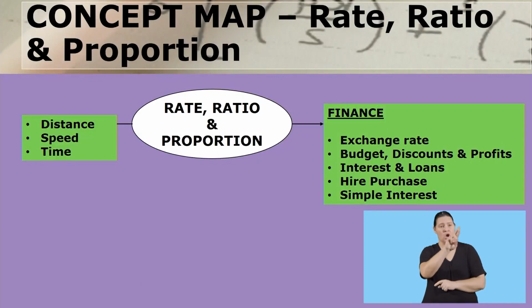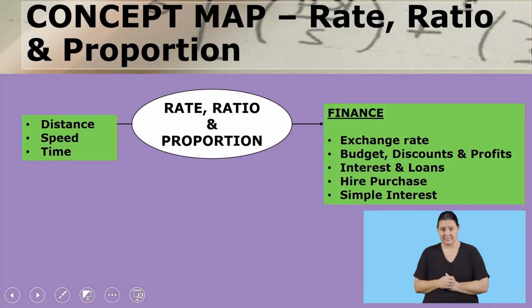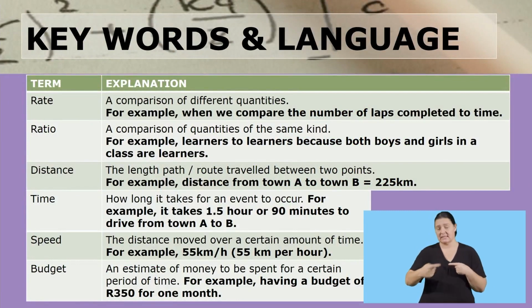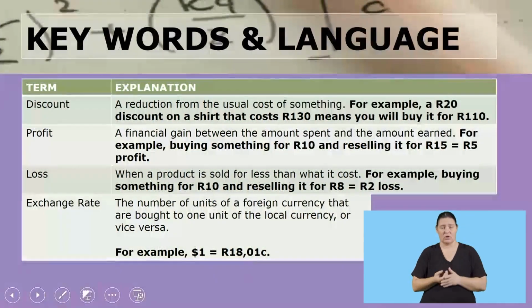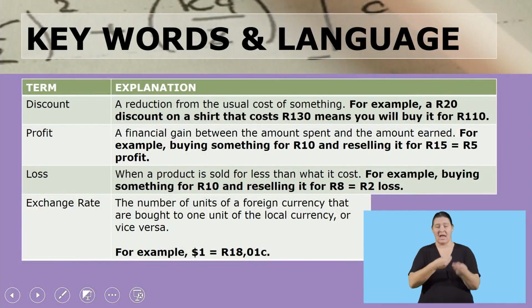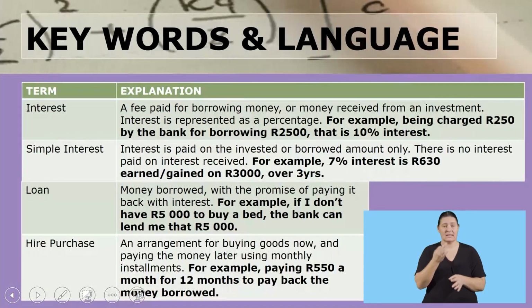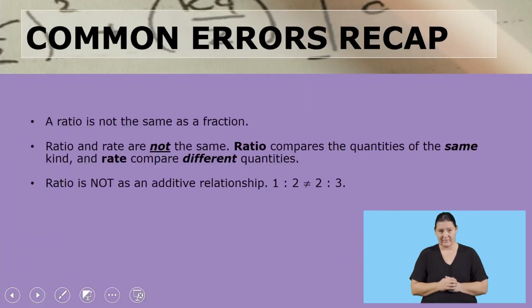So, looking at our concept map, remember our focus was on rate, ratio, and proportion, and we focused on distance, speed, and time, where we also focused on finance. The keywords that we used during this lesson and the language that we used were the rate, the ratio, distance, time, speed, budget, discount, profit, loss, exchange rate, interest, simple interest, loan, and hire purchase.